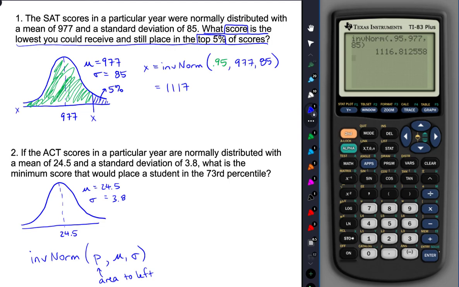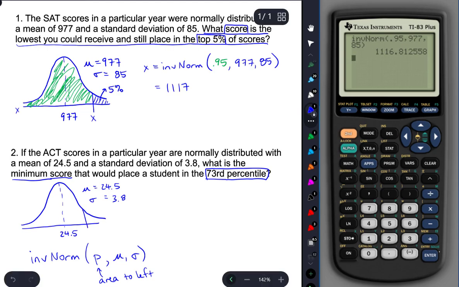Now I want to know what is the minimum score. So I'm looking for a value relative to the mean and standard deviation, so an x value, that would place a student in the 73rd percentile. What that means is a score that is better than 73% of the overall data. So that might be, say, right here. So if this is the score I'm looking for, then this region to the left is going to make up 73% of all the data available. So to find this missing x value, we will use inverse norm.